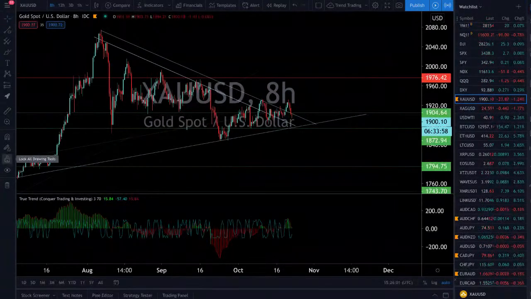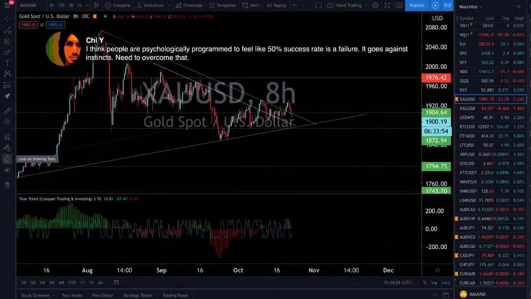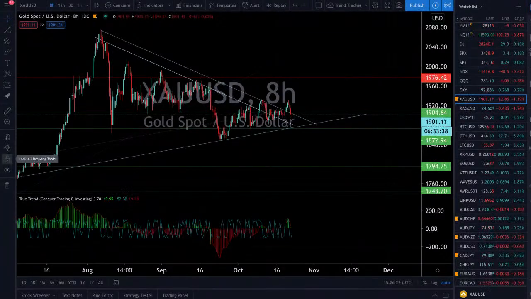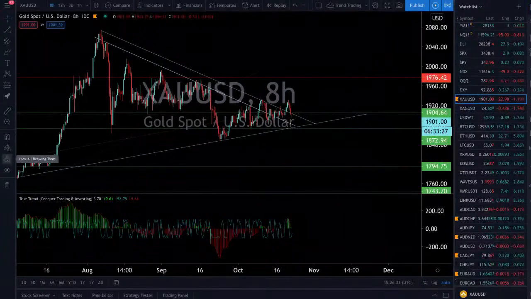Wow, let's take a look at this comment, this insight. I think that psychologically people are programmed to feel that a 50% success rate is a failure. It goes against instincts and needs to be overcome. Well said, great observation. And I think that when it comes to trading, everyone is innately programmed the wrong way. I am serious about this. You have to sit down with yourself and have a talk with yourself. I've done it.